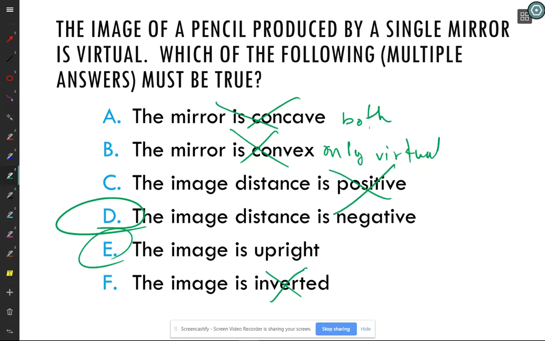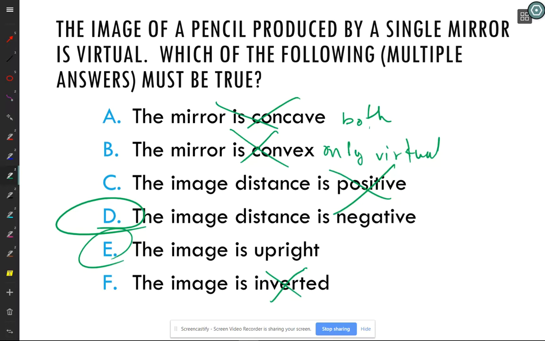Okay, so you crossed off B, but to the question asked, B seems like a correct answer, and I don't understand why it's not. Okay, it doesn't have to be convex. I could also make a virtual image with concave. Now, if I said I have a convex mirror, what type of image does it produce? Virtual would have to be the answer.